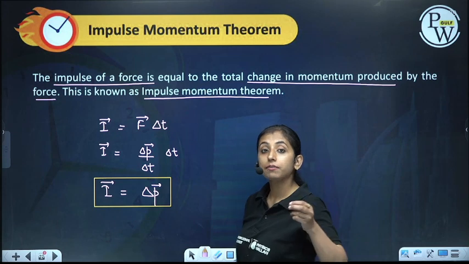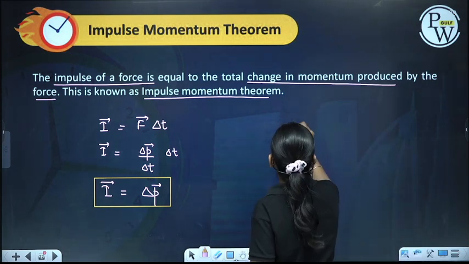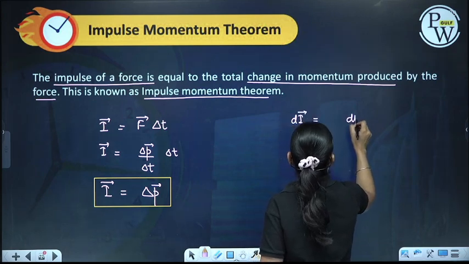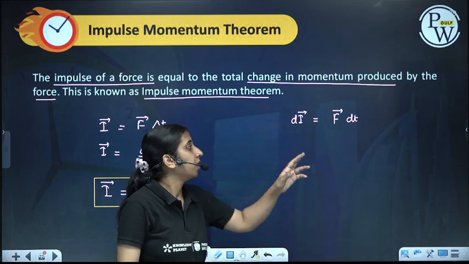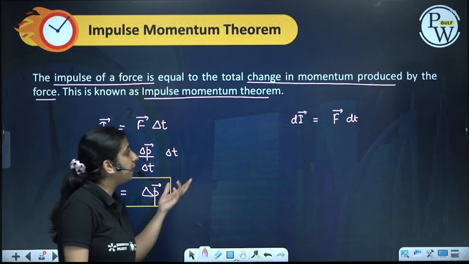And if we have a variable force acting, then in a very short instant of time dt, the small impulse imparted to the body will be dI.